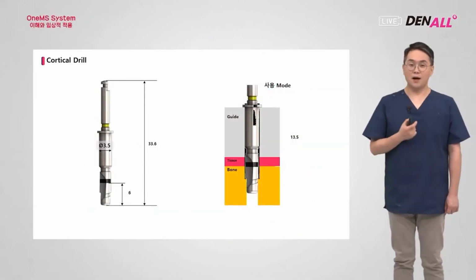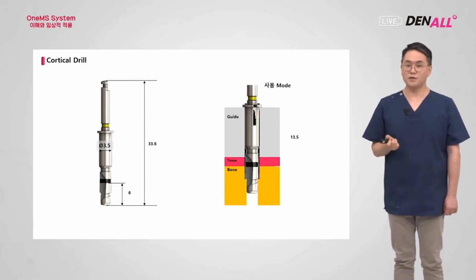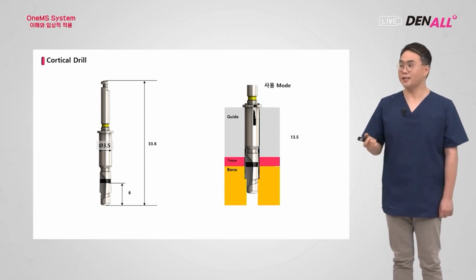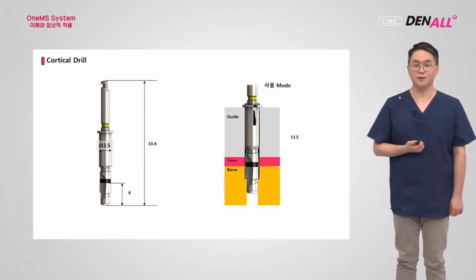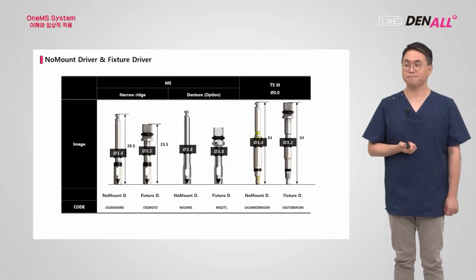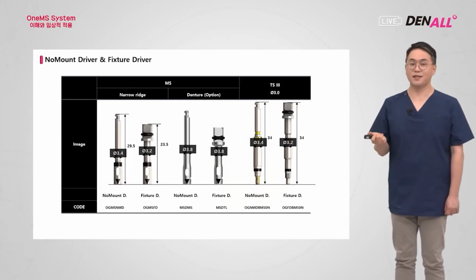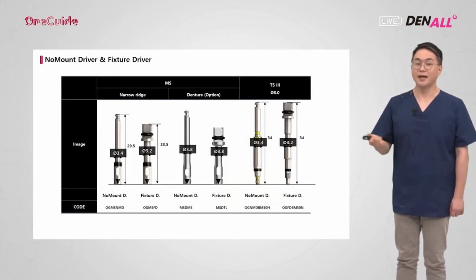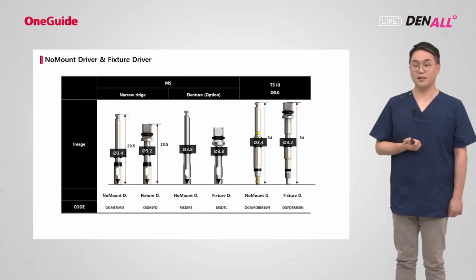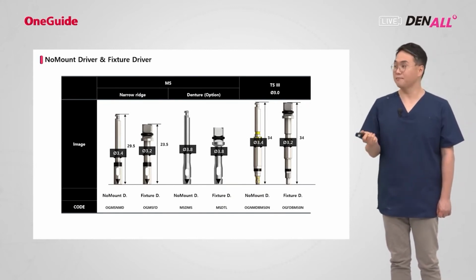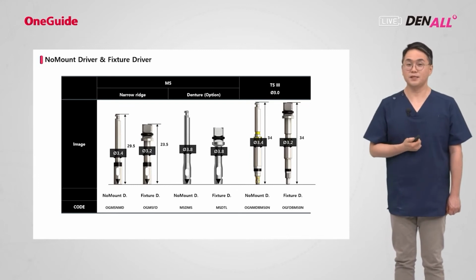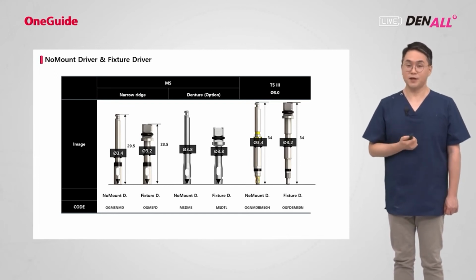And also, on the lower part, if you have D1 bone and too much torque, then compression necrosis or bone heating could be the result. So the cortical drill can be used to overcome such challenges. And to place the implant, you have drivers, narrow ridge type. The MS implant can be used with this driver, and other types of implants can be used with their matching drivers.